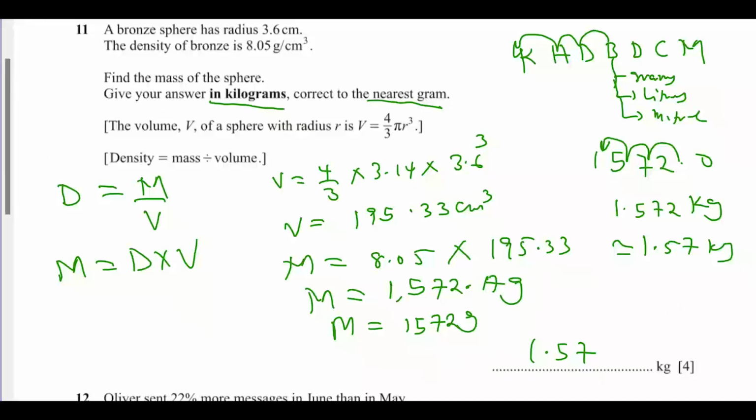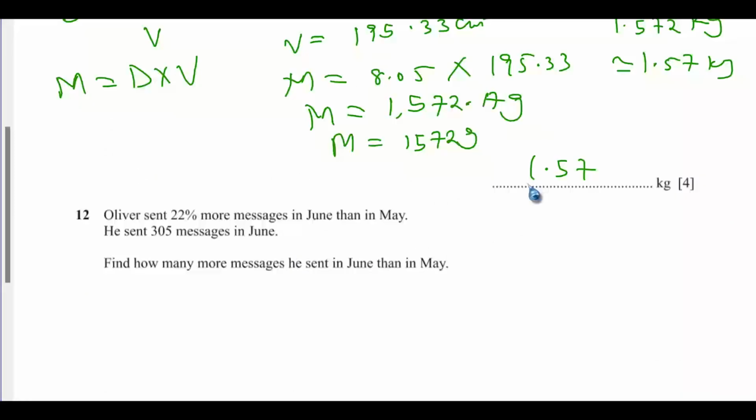So let's go to the next question. That will be question 12. Question 12. Oliver sent 22% more messages in June than in May. He sent 305 messages in June. Find how many more messages he sent in June than in May.